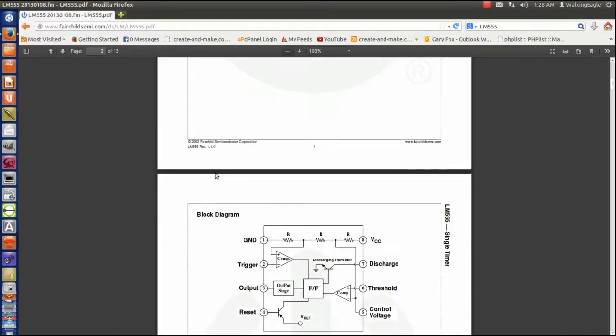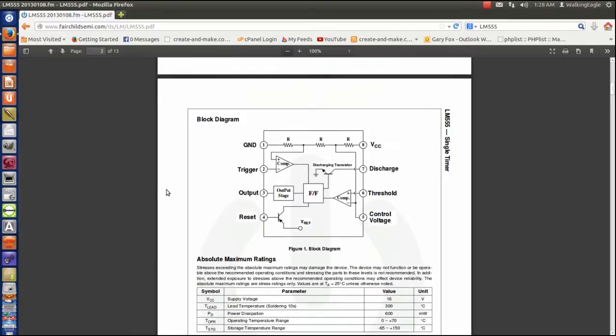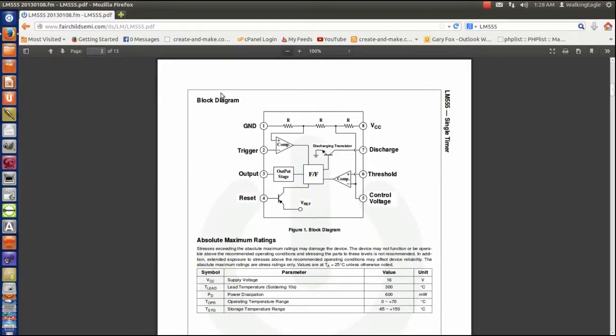Okay, let's go to the second page. The second page has a block diagram, and that's really good. So let's talk about this. You'll see that you've got this value called VCC, which is the positive voltage going into the chip, and a ground. Between that, there are three resistors, which form a voltage divider. So let's say that VCC is at 15, then we could expect this point right here to be at 10, this point to be at 5, and of course this would be at 0. And that's going to be real important as we consider the rest of what this block diagram does.